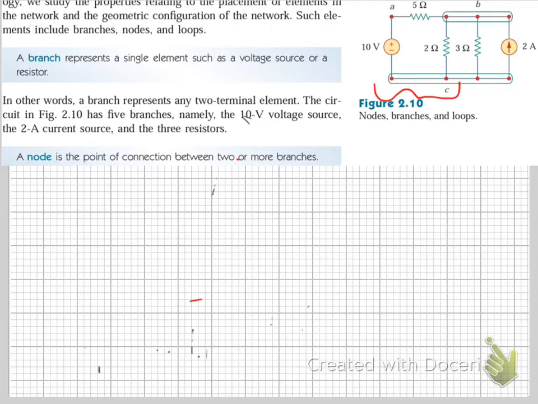So now to demonstrate KCL, we are gonna look at branch B. Branch B looks like a good branch. We're gonna look at this branch, right?